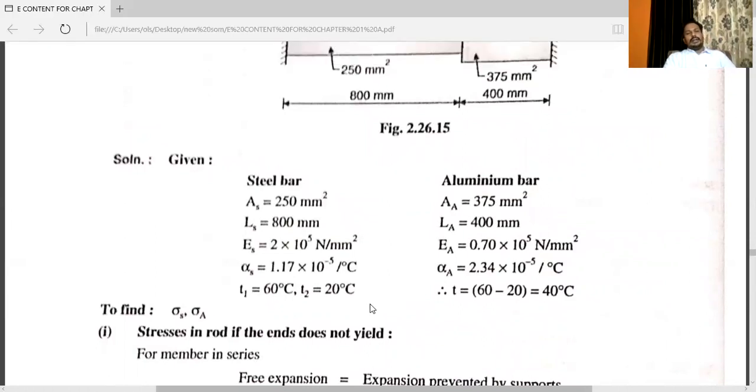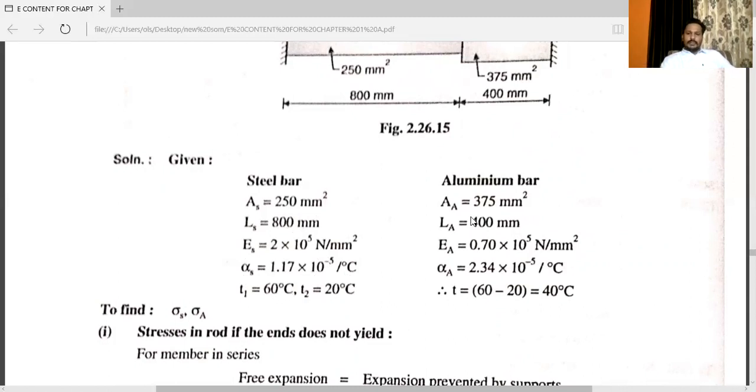See the given data. Steel bar area is 250. Length is given, that is 800. Young's modulus is given, 2 into 10 raised to 5. Alpha is given, that is 1.17 into 10 raised to minus 5 per degree Celsius. Temperatures are given: T1 is 60 degrees Celsius, T2 is 20 degrees Celsius.